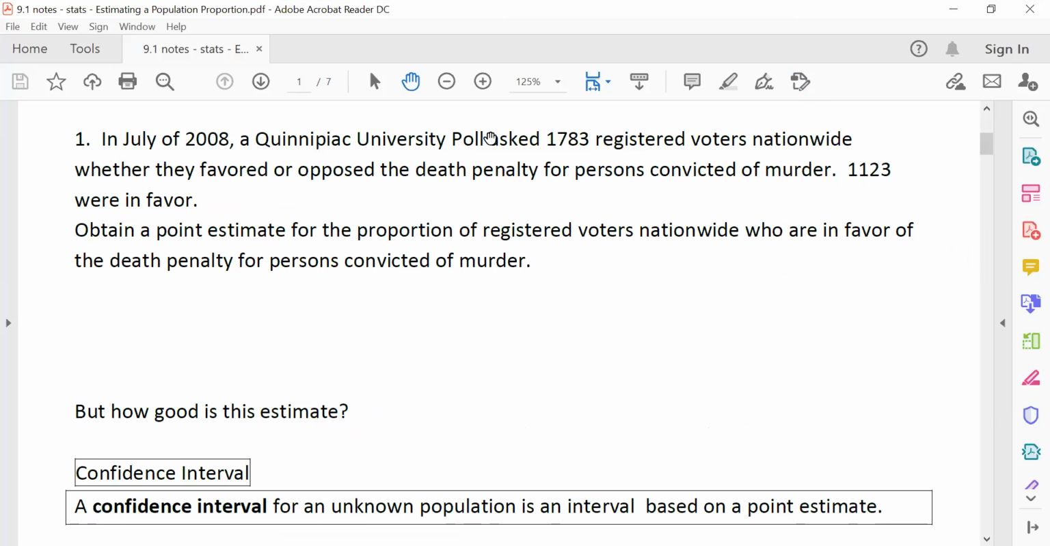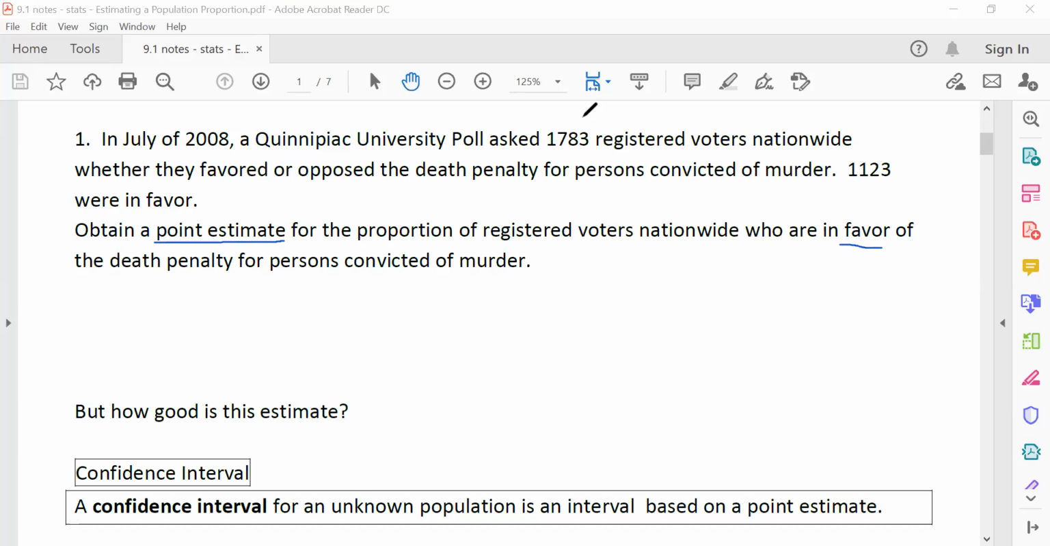So, interesting stuff. In July of 2008, Quinnipiac, which I believe is a university in Canada, or perhaps France, a Quinnipiac University poll asked 1,783 registered voters nationwide whether they favored or opposed the death penalty for persons convicted of murder. 1,123 were in favor. So if we wanted to attain a point estimate for the proportion of registered voters who are in favor of the death penalty.